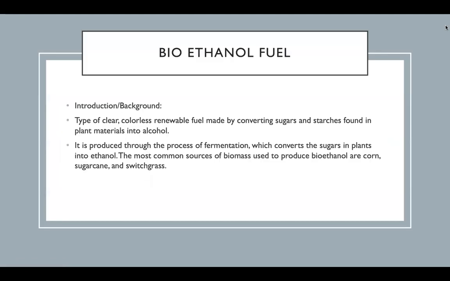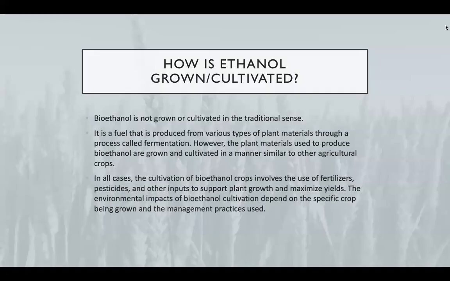For some background information, ethanol is a clear, colorless liquid used as a renewable fuel. The production of bioethanol fuel involves a process known as fermentation, which converts the sugar in the plant materials into ethanol. It is typically produced from crops such as corn, sugarcane, and wheat, although it can also be made from non-food crops such as switchgrass. It's produced from various types of plant materials through fermentation.